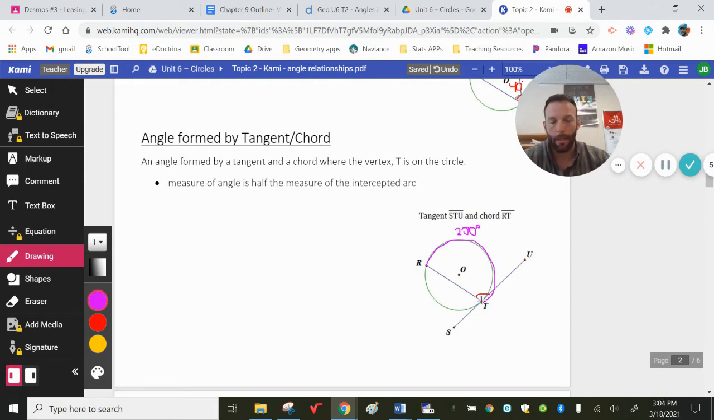T is on the circle, it's an angle formed by a tangent segment and a chord segment, then again, the measure of this angle is half the measure of the intercepted arc. So this angle would be about a 100-degree angle. Okay, and here's a good reason why it has to be half.